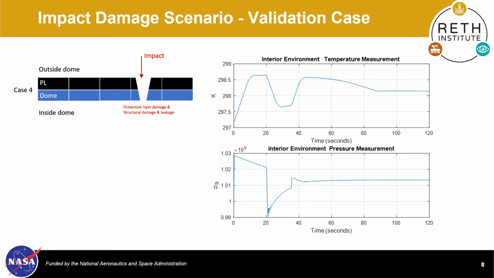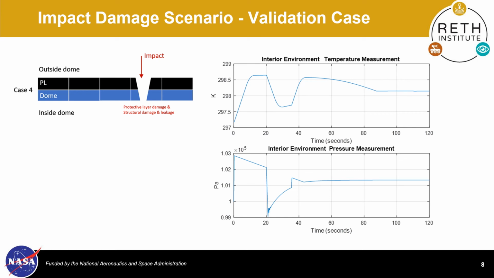The capabilities of the interior environment model are best displayed using an impact damage scenario, such as that of case 4 of the validation cases used by the team to determine if the models were working properly in tandem. In this damage scenario, an impact event occurs at 20 seconds into the simulation, at which point the protective layer and the structural wall are both fully penetrated, creating a hole that exposes the interior environment to the exterior environment.